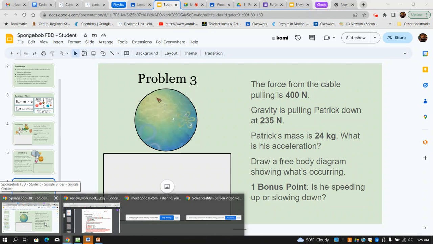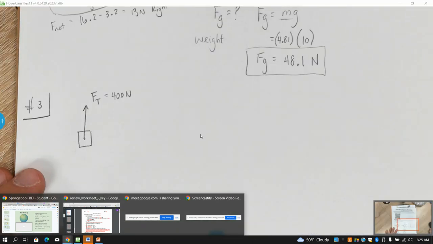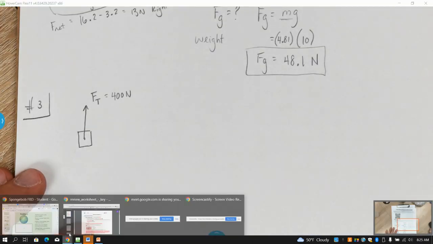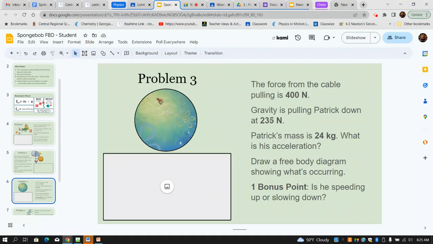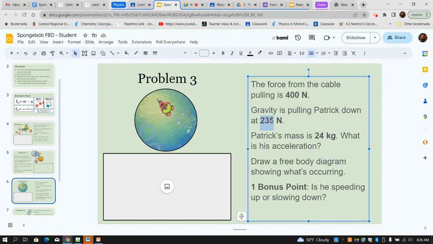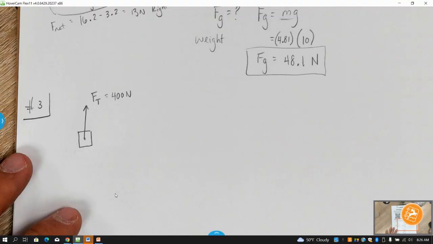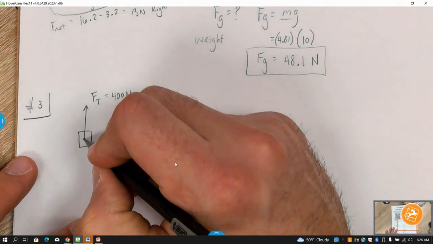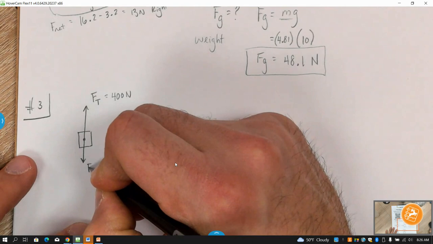And that gravity was pulling Patrick down at how much? 235. He's 235 pounds. No, newtons. Newtons. So 235, well, according to the problem. So gravity pulling him down at 235 newtons. So that's Fg.